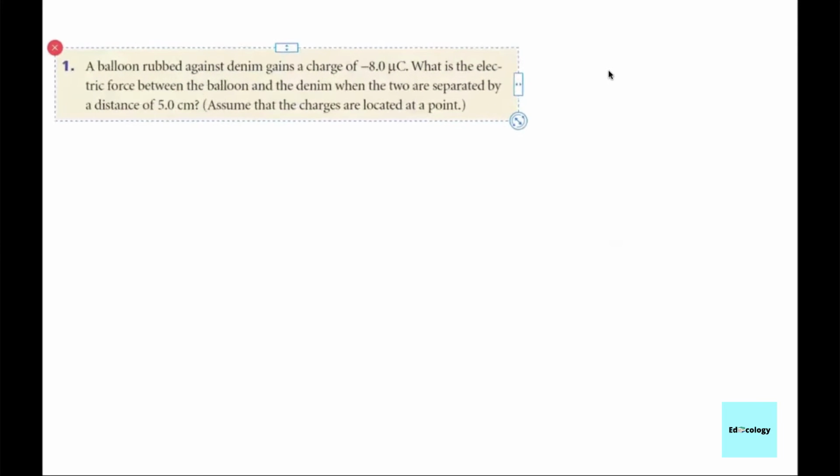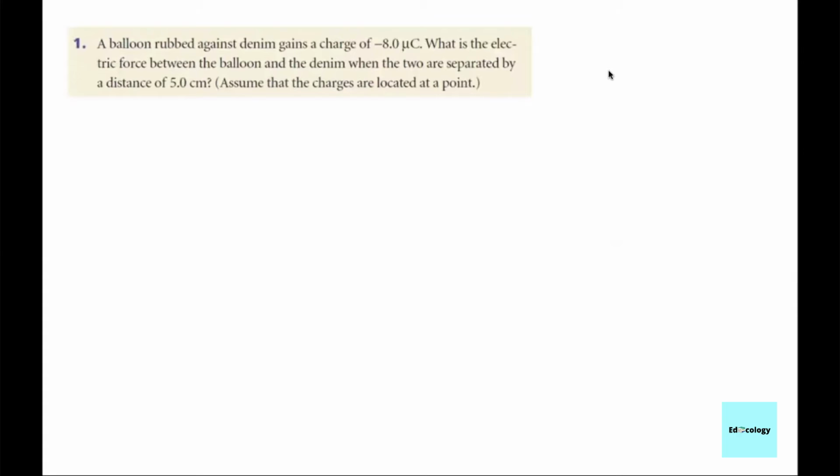So now let us do one example about the concept that we just talked about. Okay, so here they tell you a balloon rubbed against denim gains a charge of negative 8.0 microcoulombs. What is the electric force between the balloon and the denim when the two are separated by a distance of 5.0 centimeters? Assume that the charges are located at a point. Okay. So here we have to use Coulomb's law, of course, which is K Q1 Q2 over R squared.